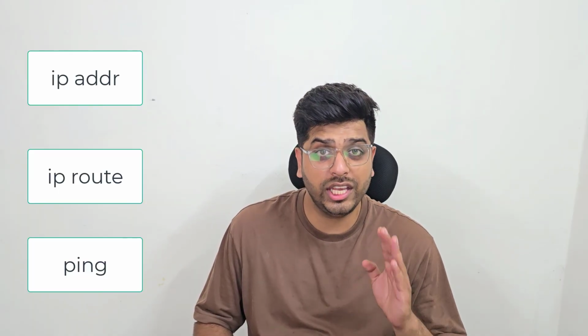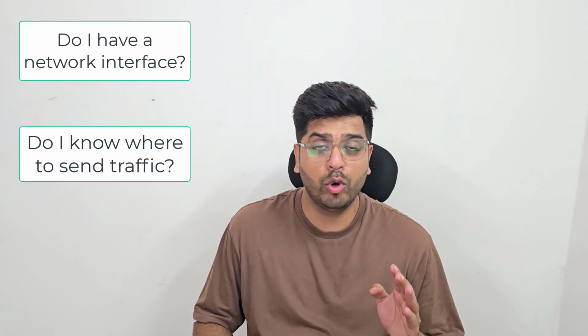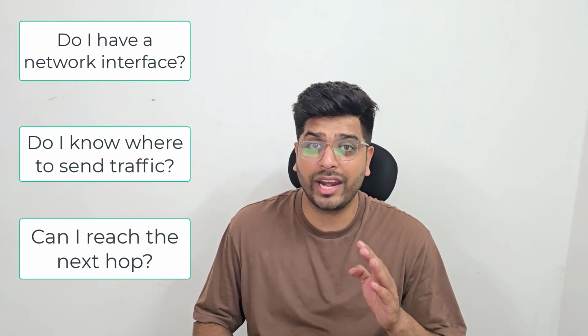Honestly, most container networking issues can be narrowed down using these three commands: ip addr, ip route and ping. Because these three commands answer three critical questions. Do I have a network interface? Do I know where to send the traffic? And can I reach the next hop? If you follow this order, you stop debugging emotionally and start debugging logically. So let's apply this now.